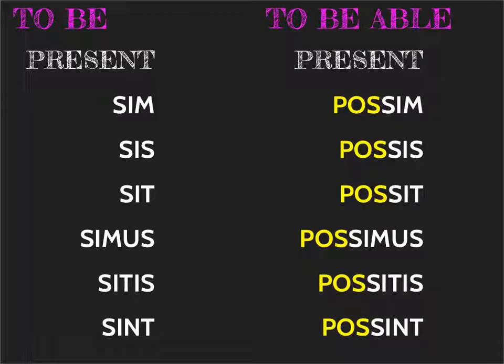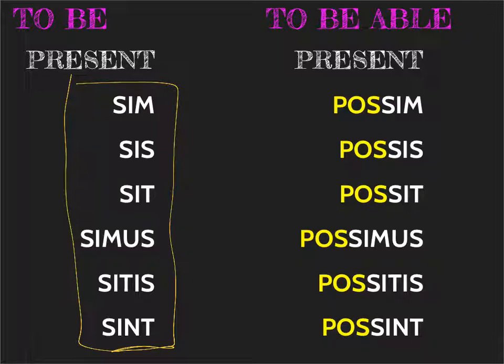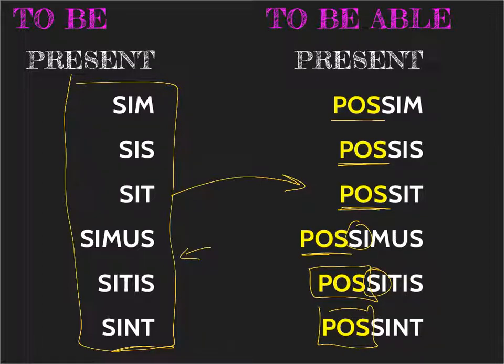So here I'm giving you to be and to be able side by side, so you can see the transfer from one to the other. These are fairly new to you. We've just started talking about these this year, but it follows a fairly similar pattern. Sim, sis, sit, simus, sitis, sint. So that is the present subjunctive of the verb to be. In order to change it to be able, all you have to do is follow the POT rule, and since all of these forms begin with S, all you have to do is add POS. So this is the present subjunctive of to be, and all you need to know to make it to be able is add POS.